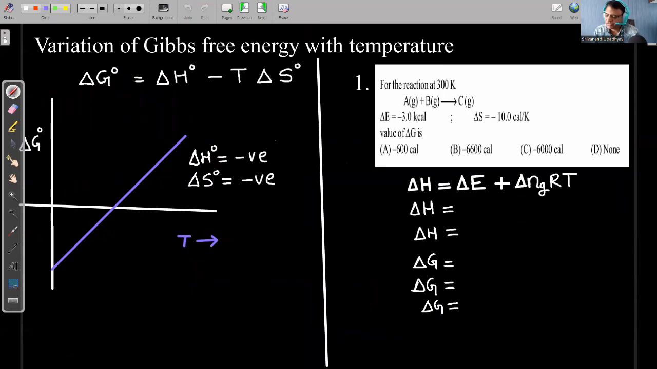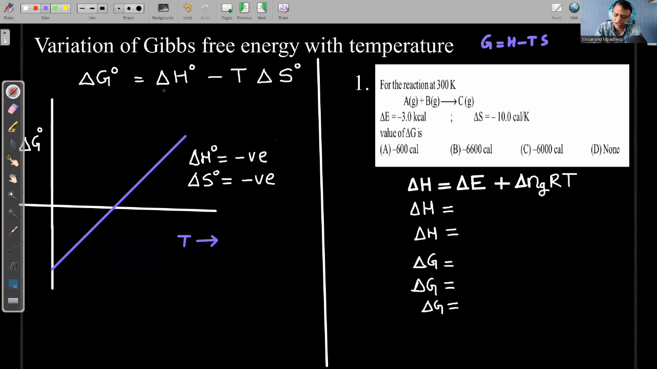Variation of Gibbs free energy with temperature. When we are writing the variation of Gibbs free energy with temperature, we know that G is equal to H minus TS. When temperature is constant, if the conditions are standard, then delta G naught; if it is not, then delta G is equal to delta H minus T delta S. Most of the data we get is in a standard state, so that's why I'm using naught, but it cannot always be so; it may be delta G also. So delta G naught is equal to delta H naught minus T delta S naught.